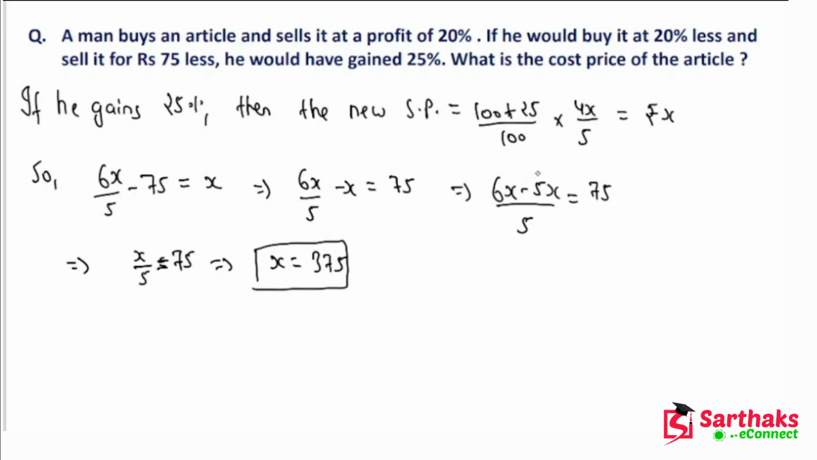Right. So you can clearly see that the cost price of the article was 375, and you should write it. You should not leave your answer over here. So you can write, hence the required cost price is equal to rupees 375. Okay, so this was the required cost price of the article. So rupees 375 was the original cost. So in this way you can solve the question. Let us move on to the next question.